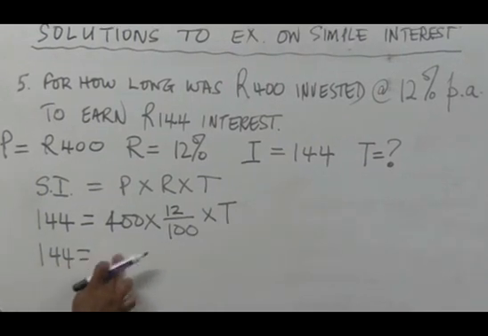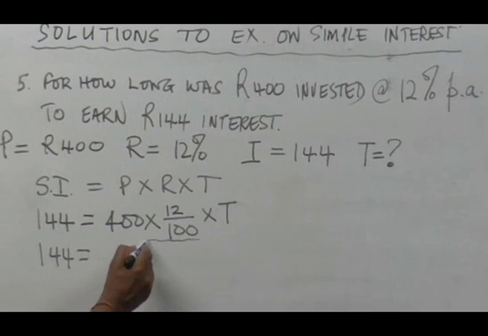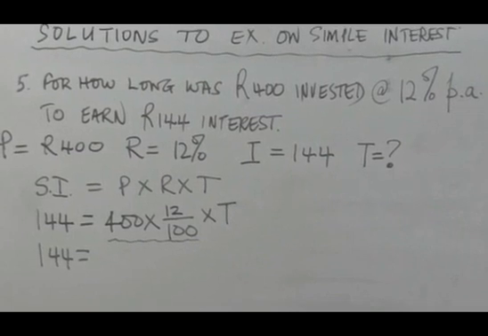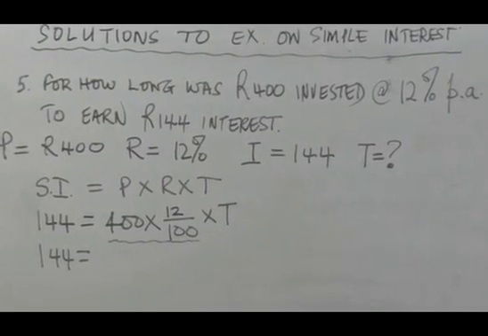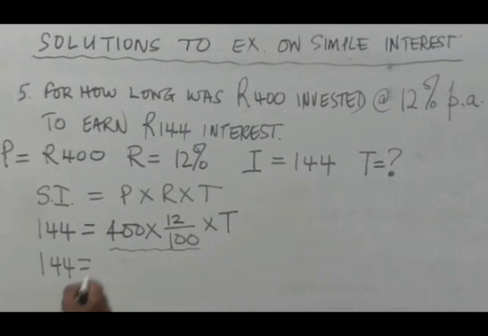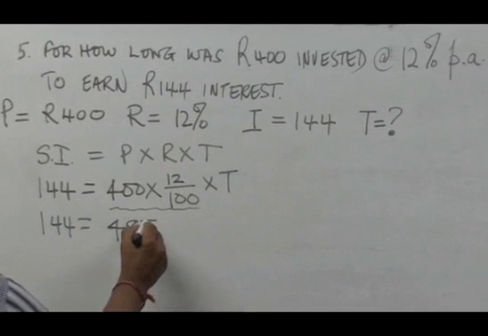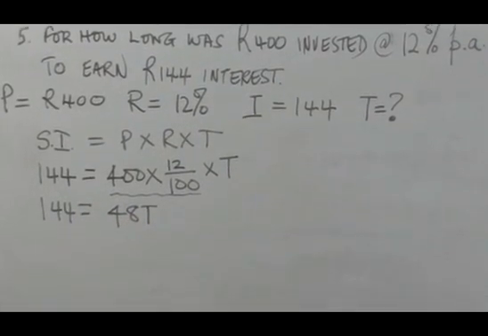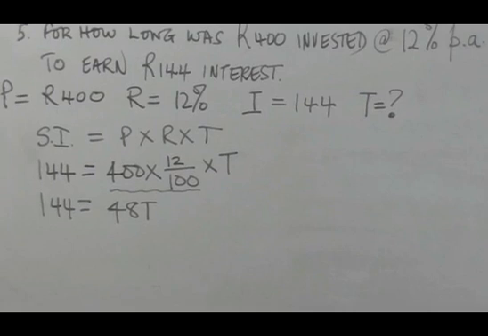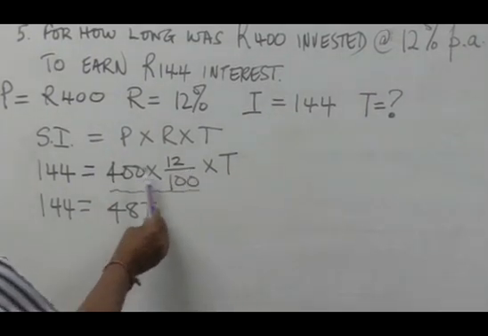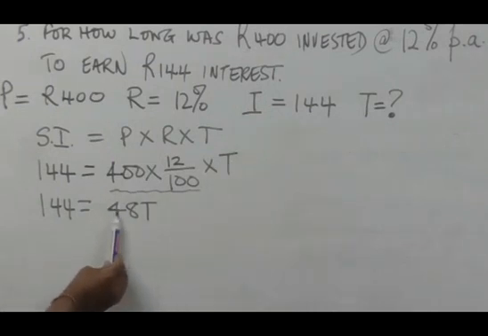Now, we can put this in the calculator. We can put that part in the calculator, which we will do. We take 400 times 12 divided by 100 is equal to 48. And this becomes 48 T. So 48 times T is 48T. We put that in the calculator. We got 48. 48 times T is 48T.